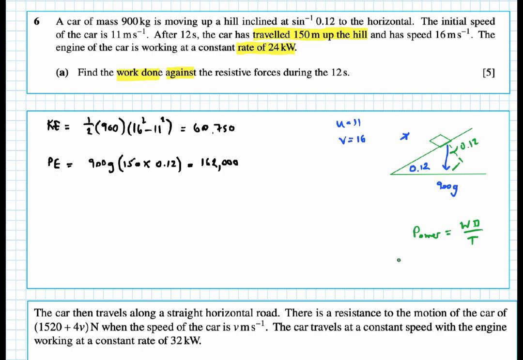162,000. Remember, the power is work done over time, so just putting those details in, we get 24,000 times 12, which is 288,000. So 288,000 minus our 60,750 and minus our 162,000, and we should get our answer there. So 65,250 joules.